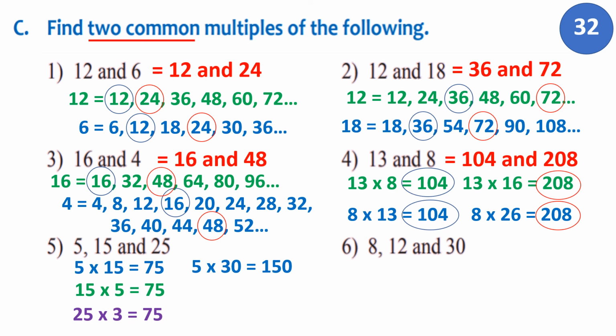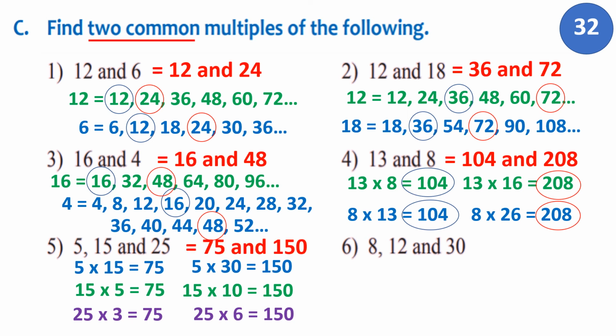The next number is 150. 5 times 30 is 150. 15 times 10 is 150. The same. And then 25 times 6 is 150. They are common. Your answer here is 75 and 150.